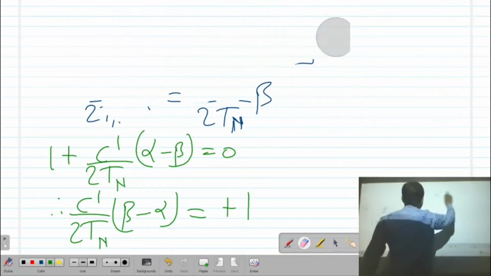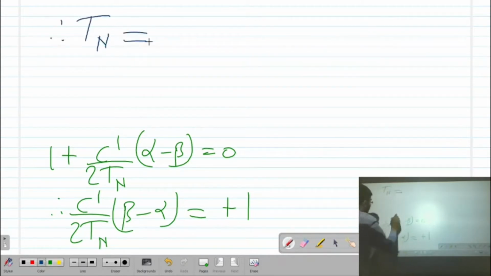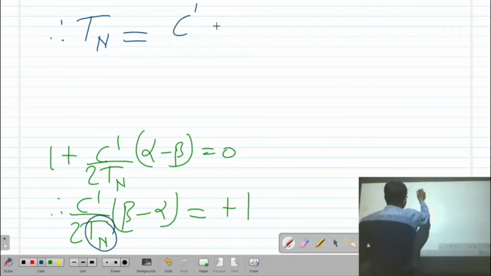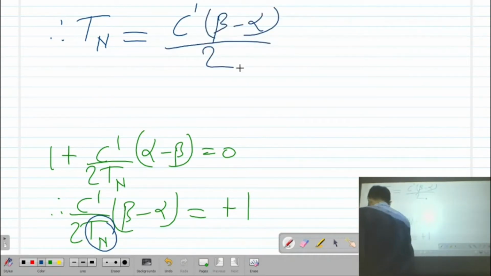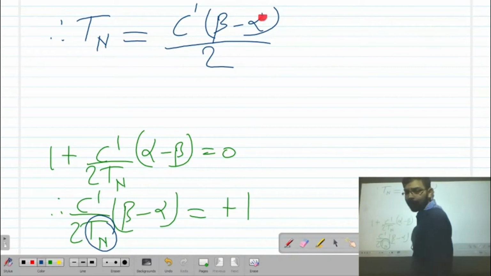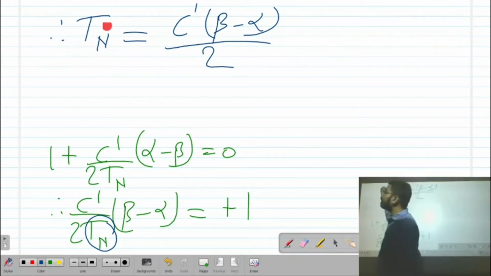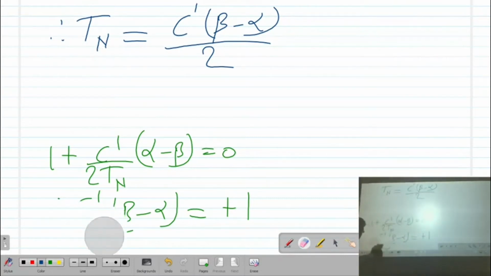So finally, we derive the value of Tn. T of n will be equals to C dash beta minus alpha divided by 2. Now what is the significance of beta and alpha in defining the value of Tn? What is the significance of beta and alpha in deciding the value of Tn? Tn is nothing but the value of the Néel temperature, right?